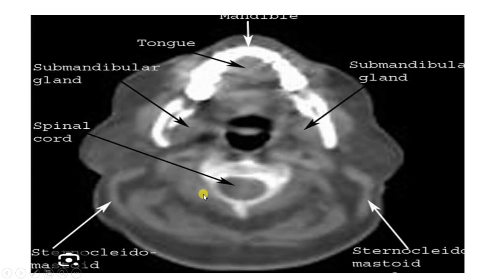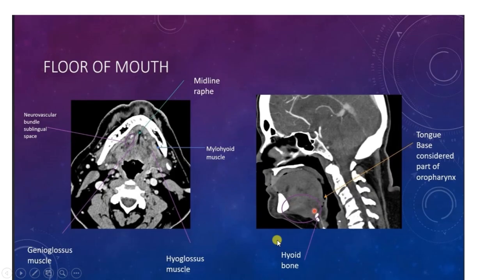Floor of the mouth is visible in this view, and here is the submandibular gland. This is tongue, and the spinal cord, and this structure is sternocleidomastoid muscle, and this structure is trapezius muscle. And the floor of the mouth, it starts from the, in the sagittal view.